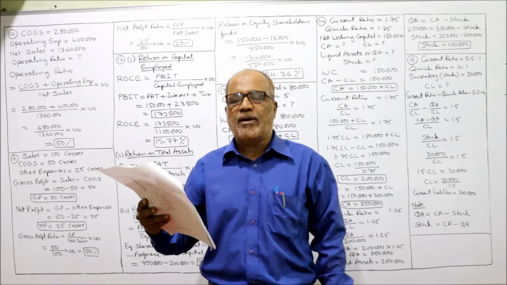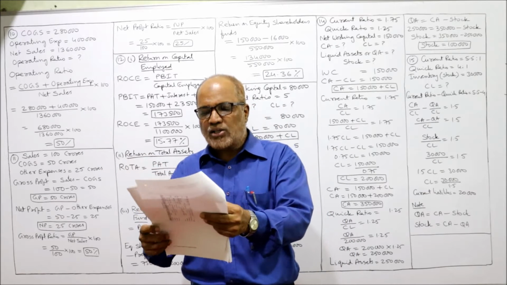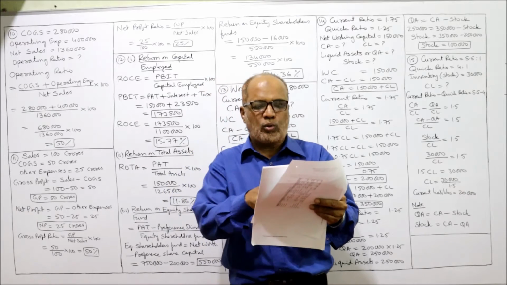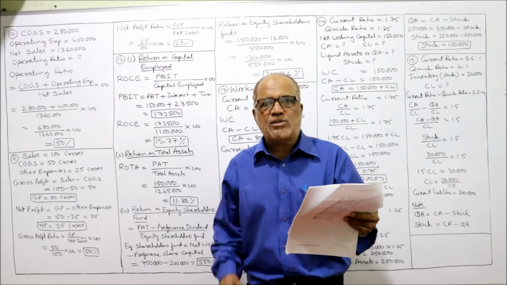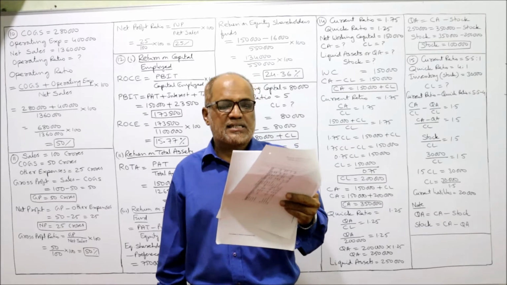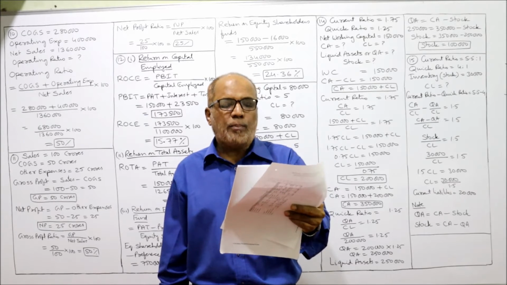Now 10th problem I am reading out. Given that the cost of goods sold, COGS, 2,80,000, operating expenses 4 lakh, net sales are 13,60,000. Calculate the operating ratio.